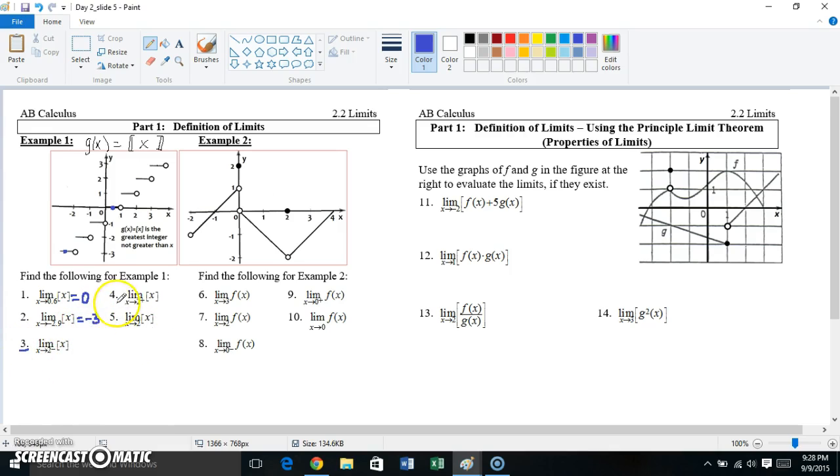Okay, these next three questions, 3, 4, and 5, kind of go together. A little family of limits here. The first one we're taking a look at as x approaches negative 2 from the left on the greatest integer function. So from the left, as x approaches negative 2 from the left, we're going to get a y value of negative 3, the greatest integer.